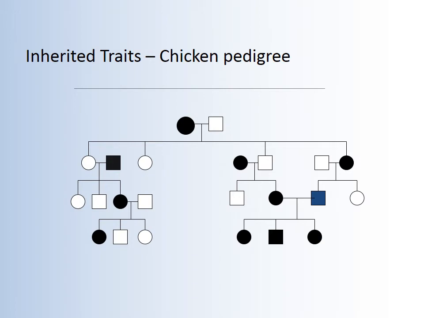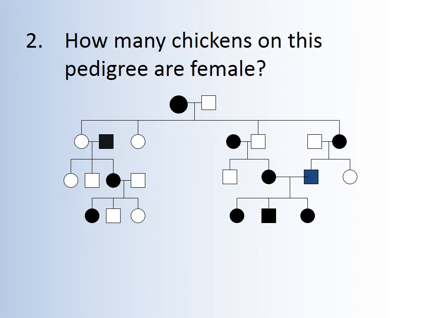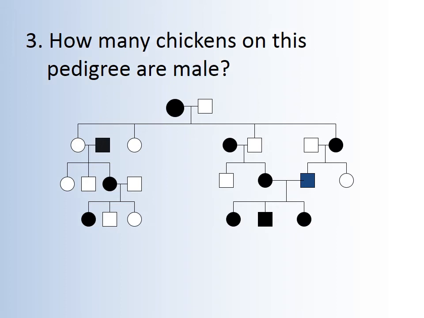Okay, here's a chicken pedigree I would like you to look at. How many mating pairs are shown on this pedigree? So you're counting horizontal lines. So you got 1, 2, 3, 4, 5, 6, and then that's it. So there's 6. How many on this pedigree are females? So you count the circles. 1, 2, 3, 4, 5, 6, 7, 8, 9, 10, 11, 12, 13. How many are male? You count the squares. 1, 2, 3, 4, 5, 6, 7, 8, 9, 10 are males.